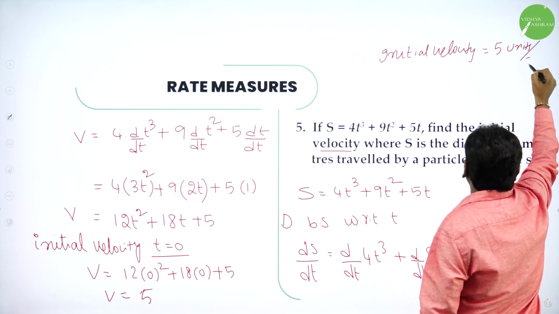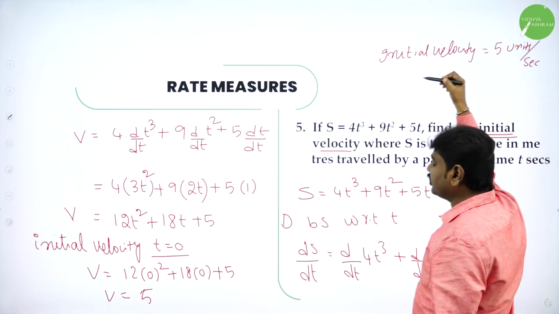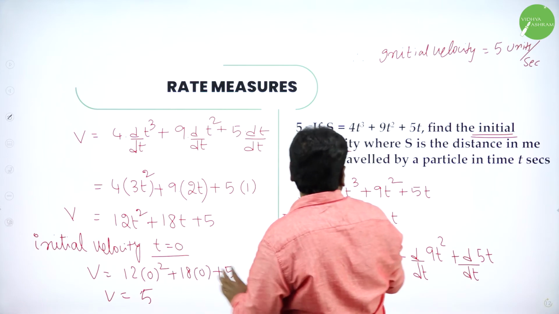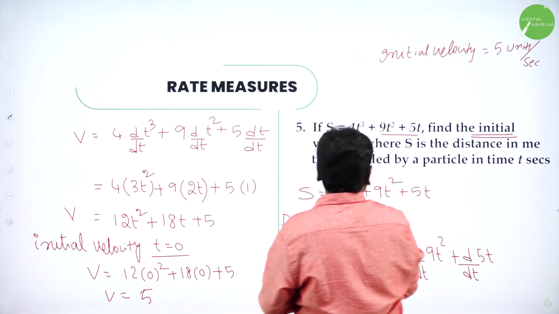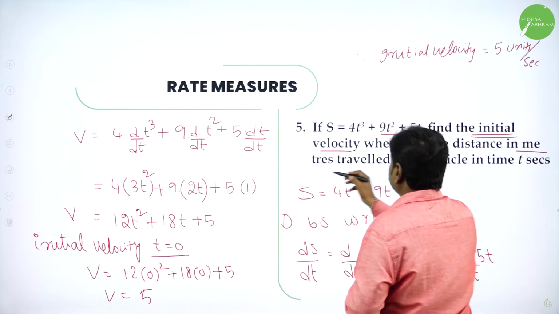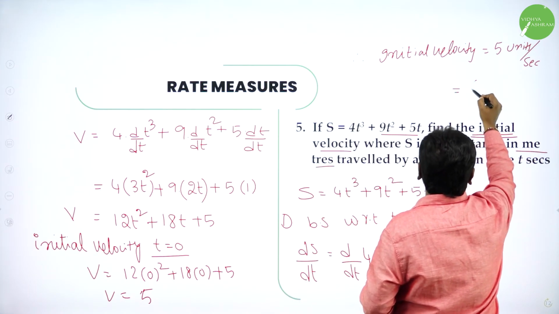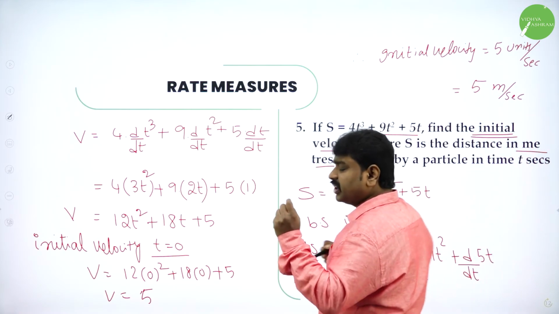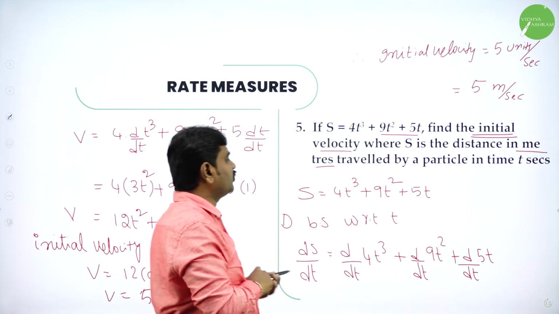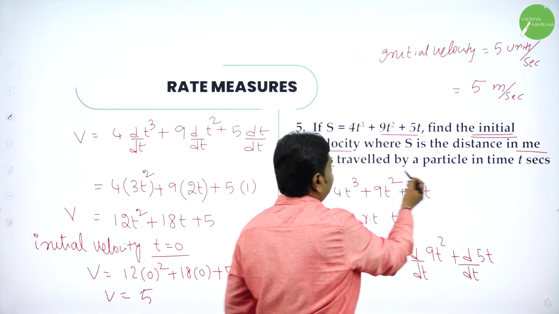If distance is in meters, it is meters per second. If distance is in centimeters, centimeters per second, like that. They have not told the distance unit, they only gave the equation. Otherwise, I will take 5 units per second. Now if distance is in meters, it is 5 meters per second.